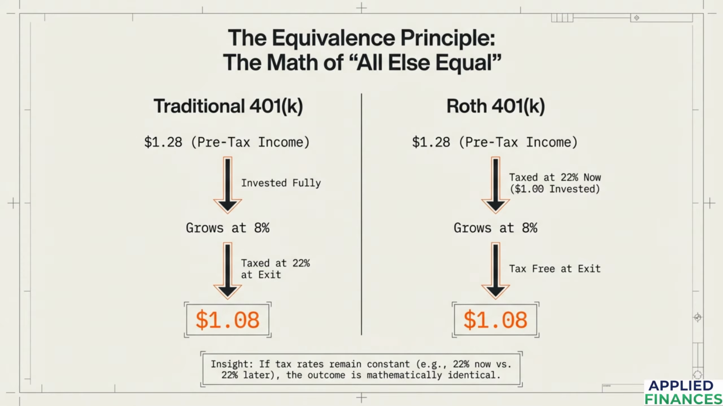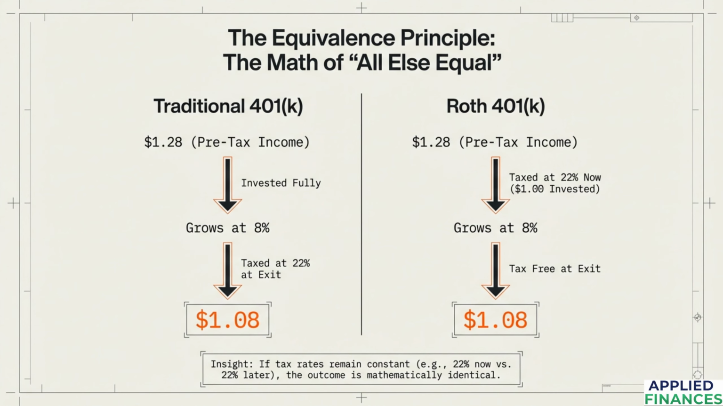Now consider the Roth 401k path. You start with the same $1.28, but you are taxed at 22% right now, leaving you with exactly $1 to invest. If that $1 grows at the same 8% rate and is withdrawn tax-free at the exit, you again end up with $1.08. This simple calculation yields a profound insight, which is that if tax rates remain constant over time, the outcome is mathematically identical regardless of whether you pay taxes now or later.